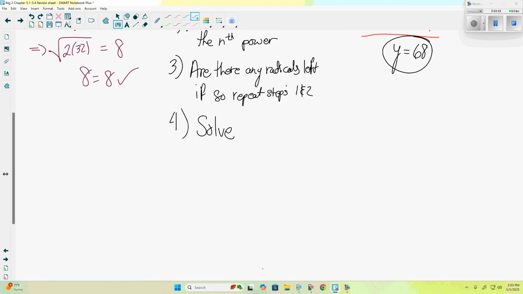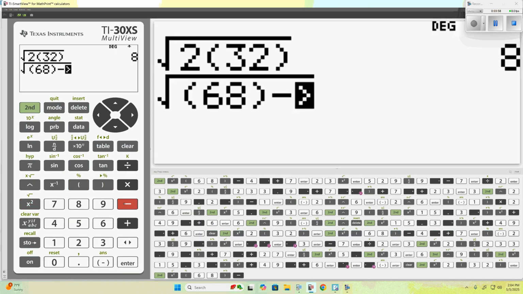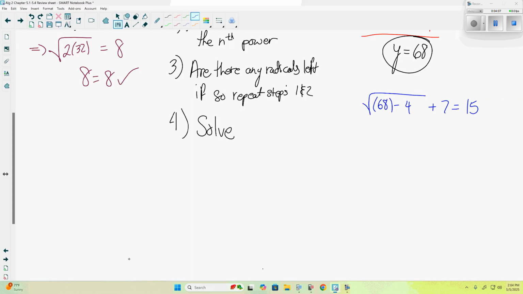So we need to get y by itself. Add 4 to both sides, telling us y is equal to 68. And if we check this here, we're saying that the square root of 68 minus 4, plus 7 is 15. So we go second square root, 68 minus 4 plus 7 is 15, which is indeed equal to 15.